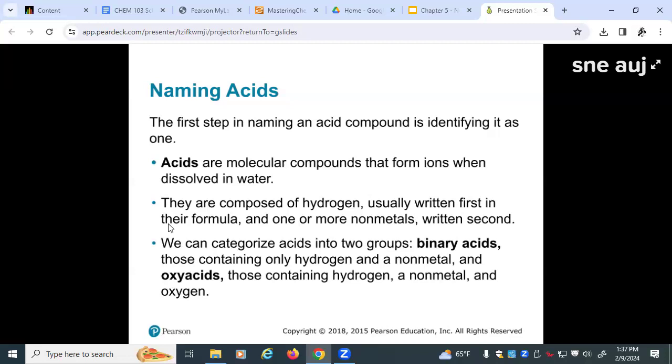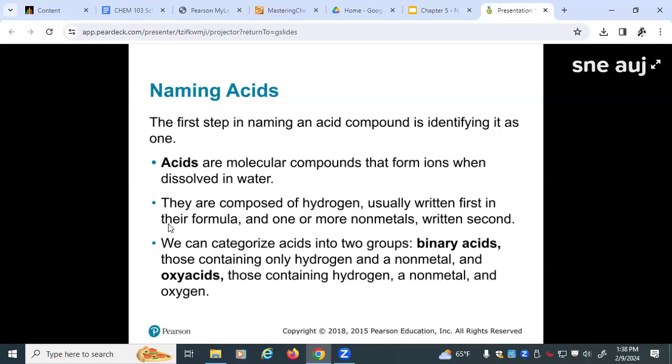Now, the way that we can spot acids by their formula is we look for compounds that have hydrogen as their first element. If we see hydrogen as that first element in our compound, that immediately should trigger in our minds, this is an acid. And because it's an acid, I need to treat it differently from my other concepts of naming.